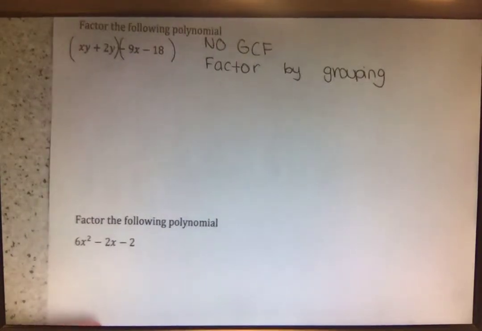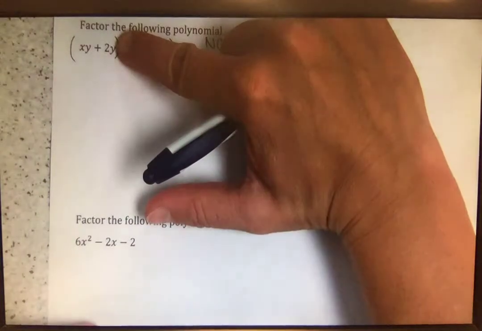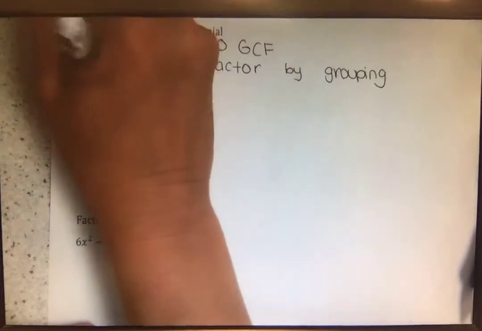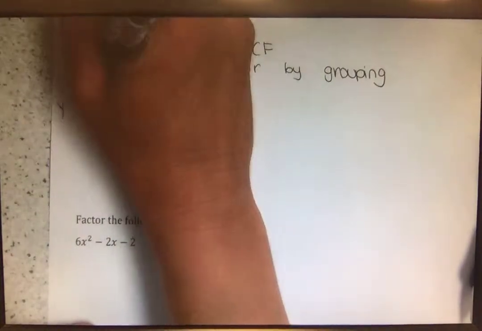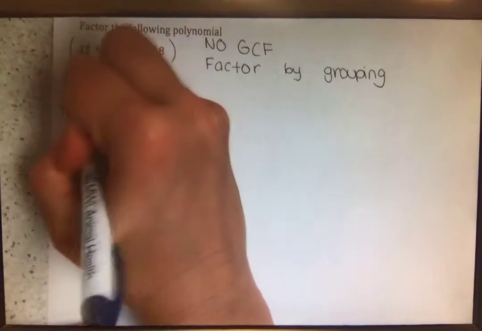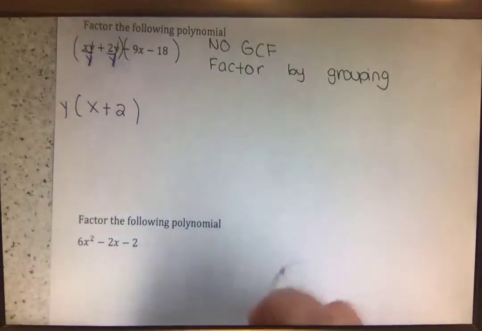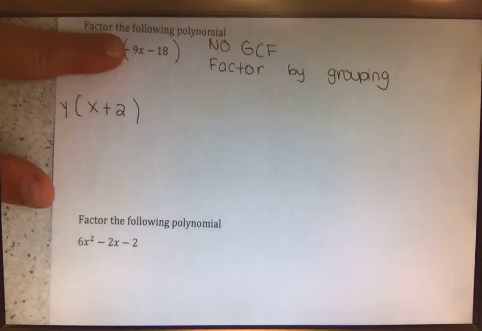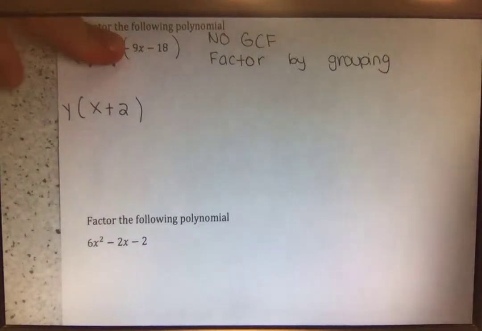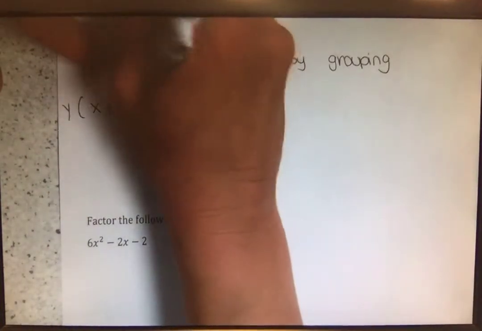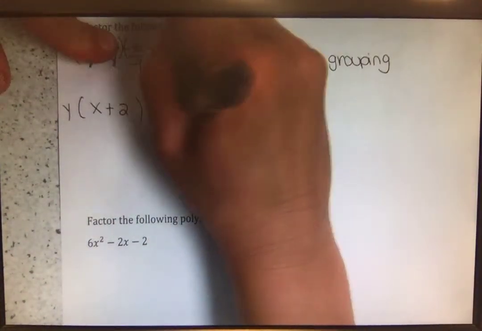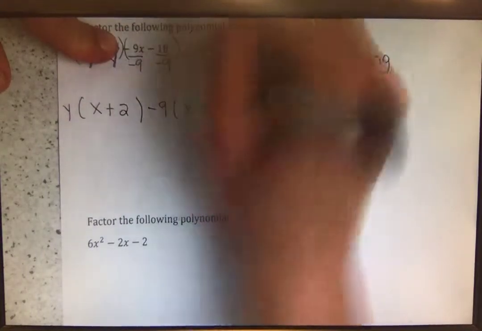So looking at our first 2 terms, xy plus 2y, I notice they both have a y in common, so we're going to factor that GCF out. That way they cancel, cancel. We are left over with x plus 2. Looking at our next 2 terms, remember we know we want x plus 2 to be left over. We have negative 9x minus 18. They both have a negative 9 in common, so let's factor that out.